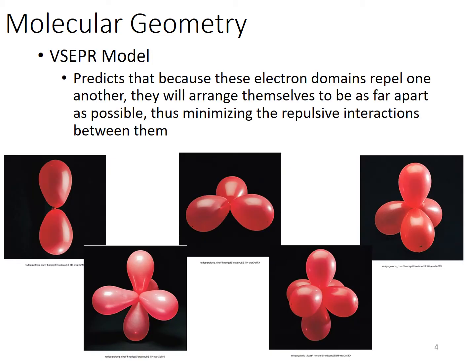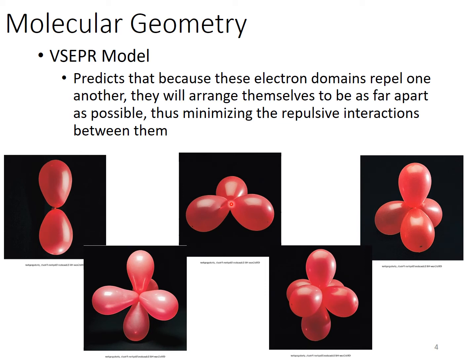So the valence shell electron pair repulsion model predicts these electron domains will repel one another. So they will arrange themselves as far apart as possible, which will minimize those repulsive interactions between them. If you have just two electron domains, they're going to line up directly across from each other if this central location is the atom's location. So this is what we call linear. They're 180 degrees from each other. They're as far apart as possible.